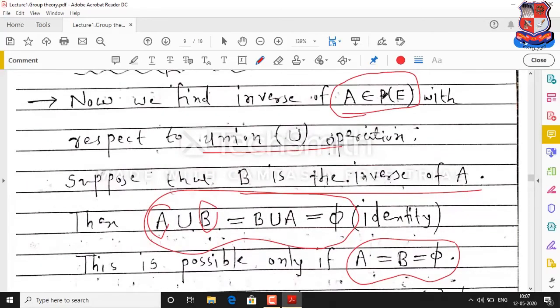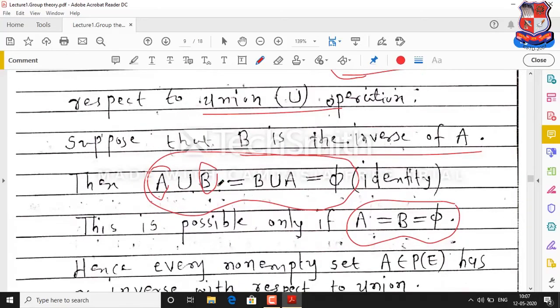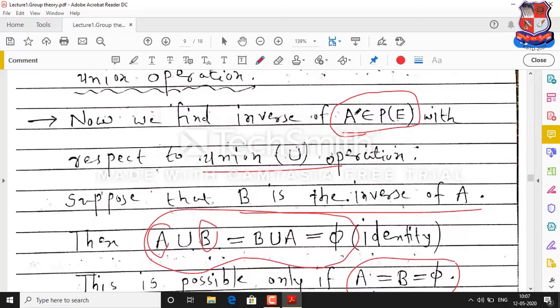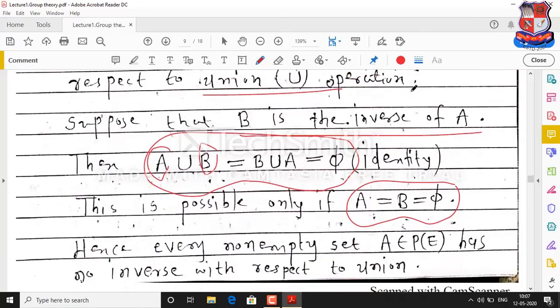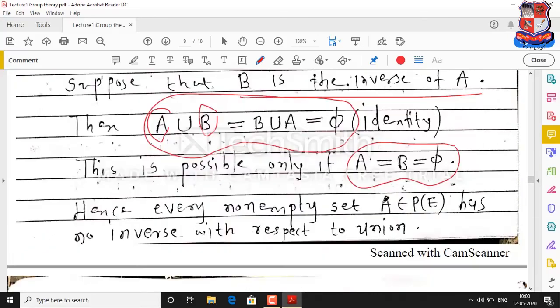Okay, suppose the set with which we have started is a non-empty set, then it is not possible even if B equal to phi. Suppose A is non-empty and if I consider B equal to empty set, then A union phi is going to be A. Okay, so this is possible only if both are empty set. That means if A is a non-empty set, it has no inverse. If A is the empty set, then its inverse is possible only if B is the empty set.